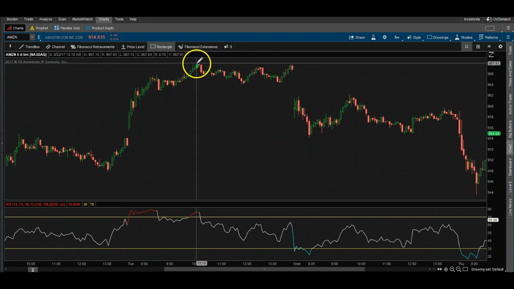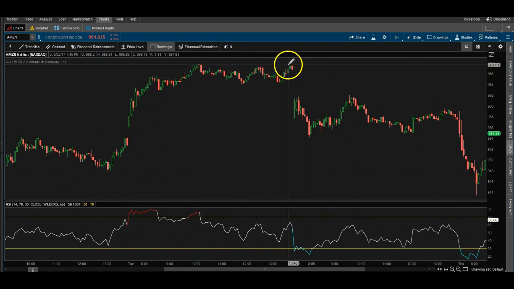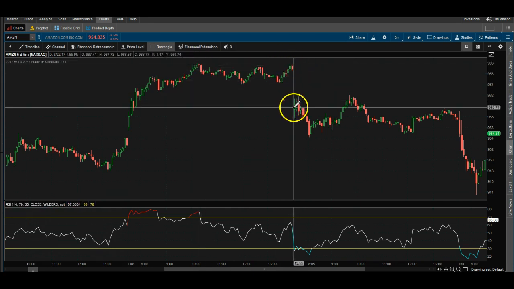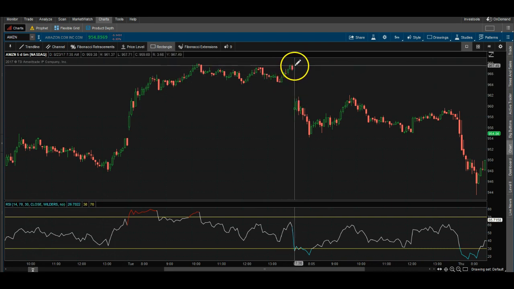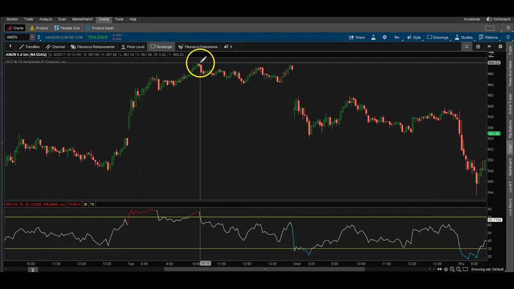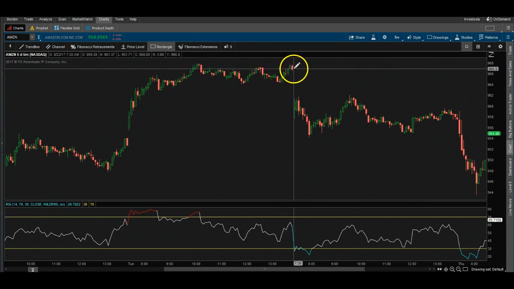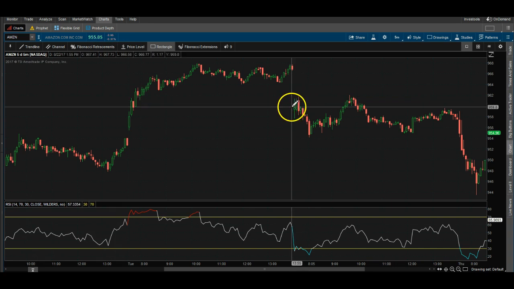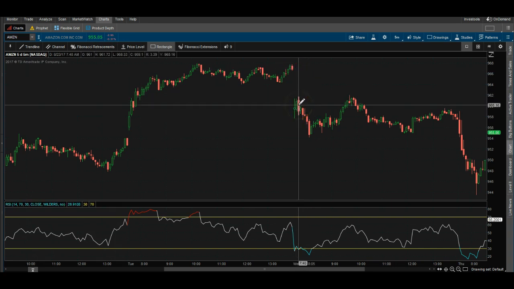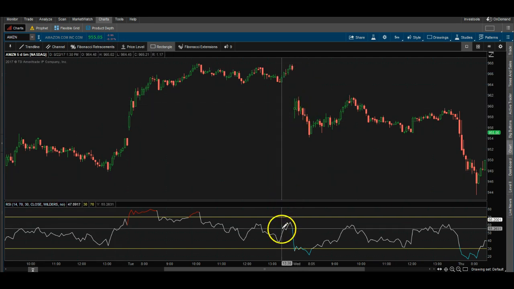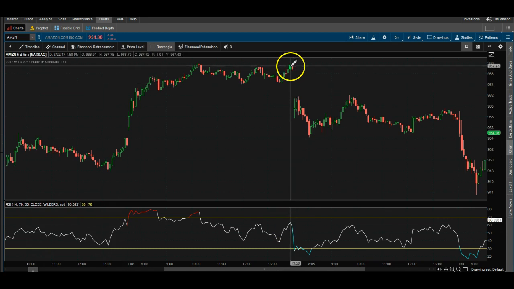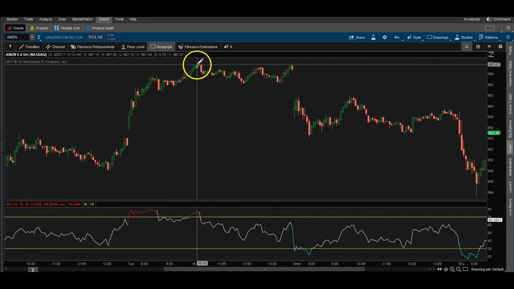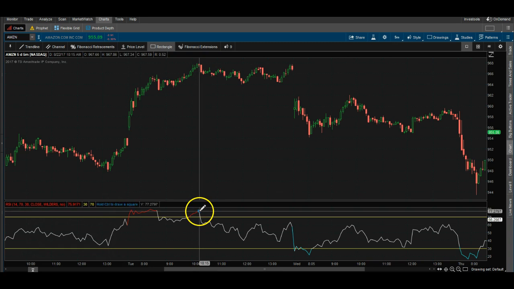Okay, a double top is where price comes back to a high point and then pauses and reverses. And that's exactly what happened here, right? We come back up to the previous high and we pause, we pull back, and then the next day price actually gaps lower, okay? But if you look, as we made this high right here, okay, look at the RSI.